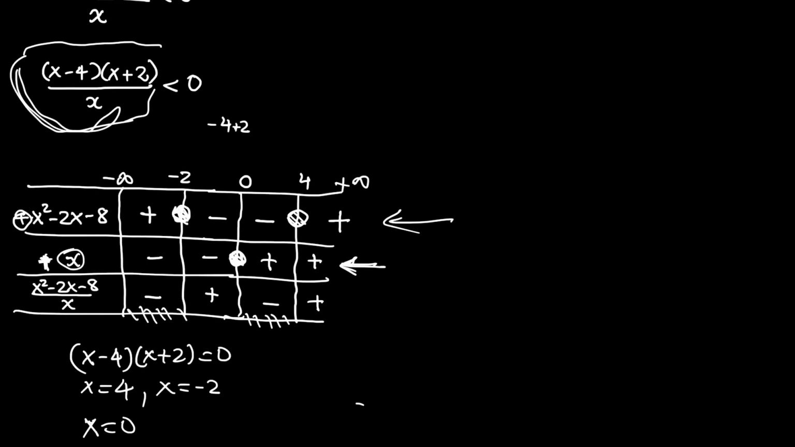Also, now I need to check. This sign does not say that it has to be equal. So that means these values, like minus 2, 0, and 4, are open. That means they are not included. So the solution will be just the interval from minus infinity to minus 2, open. Then I put a union with 0 until 4, open. So that's the solution for this first inequality.